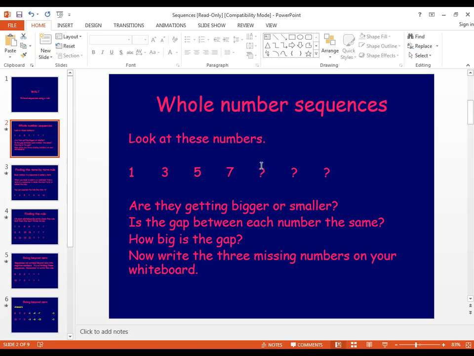Looking at these numbers, 1, 3, 5, 7, and then something, something, something. We've done this lots in big maths. What could it be? So first of all, you need to count from 1 to 3. So, 1, 2, 3. So the first gap is 2. Now we need to check to make sure that the gap for the next numbers is 2. So 3, 4, 5, 2 again, 5, 6, 7, 2 again.